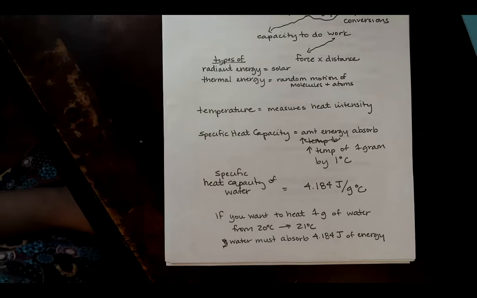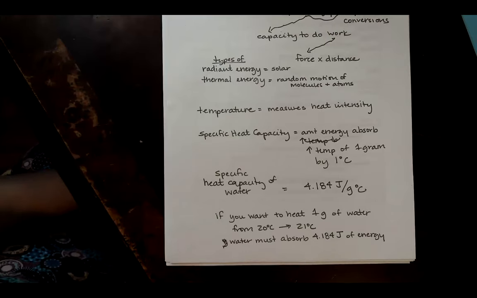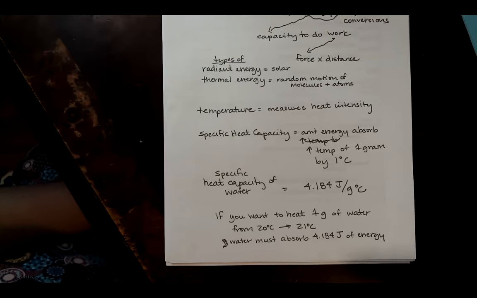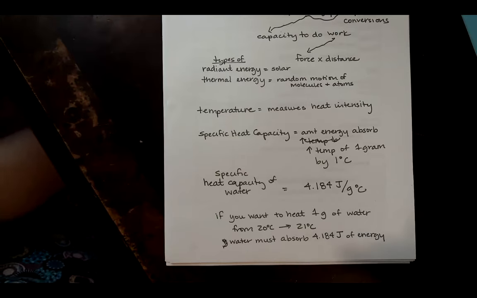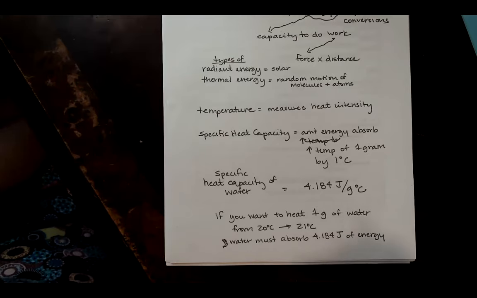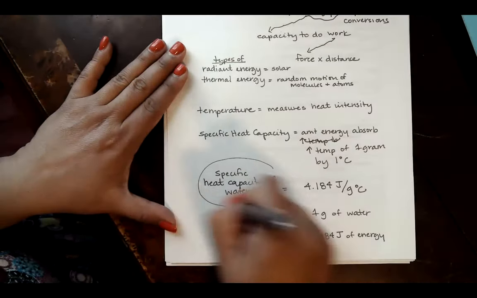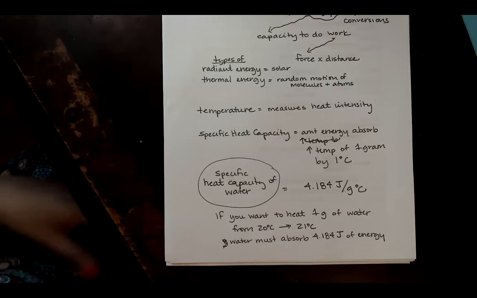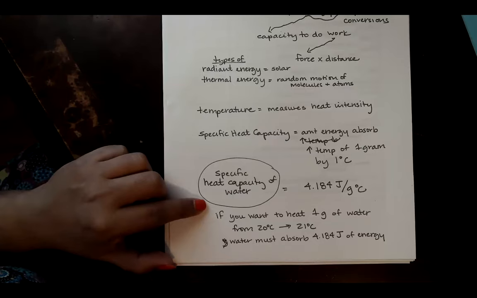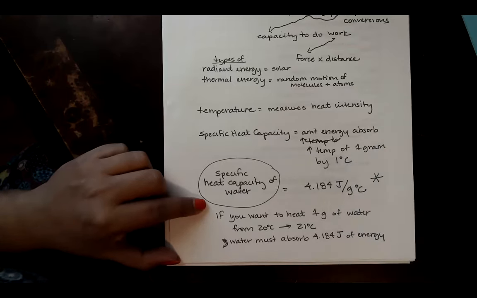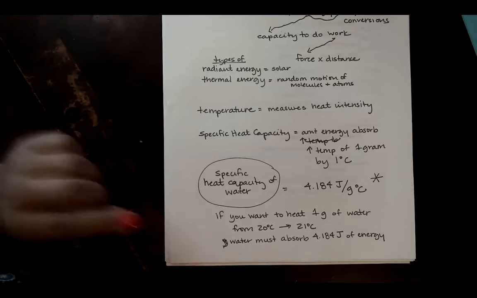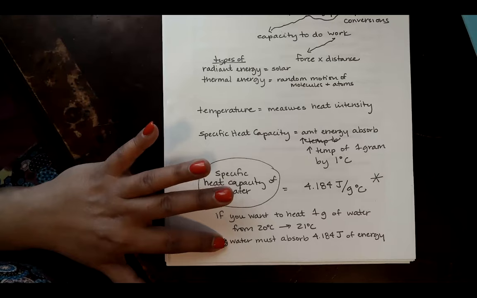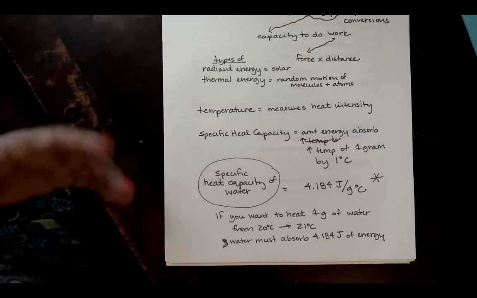Okay, so I like to write it out so that you can process it that way, because this idea of heat and temperature, a lot of times we think of them as the same thing, and they're really not. Heat has to do with energy, and temperature is a way that you measure that heat intensity. And so a good way to understand the difference between temperature and energy is to go through this definition of specific heat. So the specific heat capacity of water is 4.184 joules per gram degree Celsius. This is a number, again, that you should memorize. And what that means is, if you had 1 gram of water and you wanted to raise the temperature from 20 to 21 degrees Celsius, then that 1 gram of water has to absorb 4.184 joules of energy.